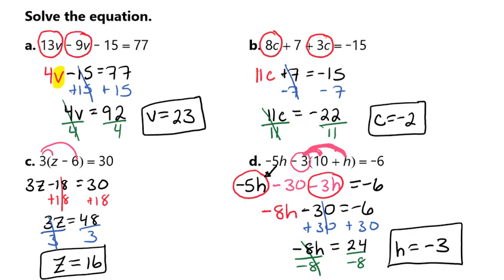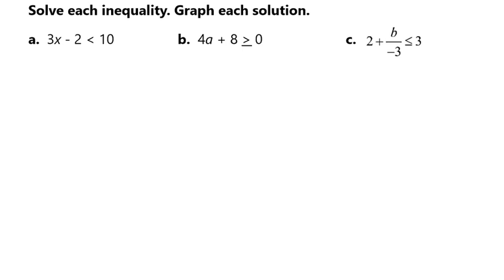Let's take a look at some multi-step inequalities. Let's do a few examples of these to see how similar they are. So we'll solve the inequalities and then we'll graph the solutions. So here we have 3x minus 2 is less than 10, and it's a standard two-step equation where we want to get the x by itself. So we will add 2 to both sides because adding is the inverse of subtracting, and that gives us 3x is less than 12. Then we'll divide both sides by 3, and because our 3 was positive, our symbol doesn't have to switch. So we'll have x is less than 4.